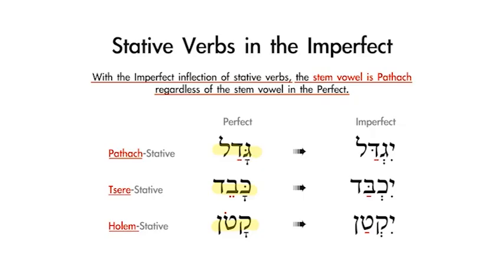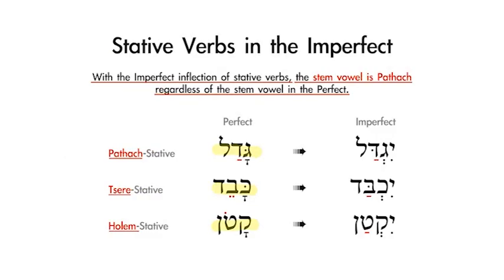Well, regardless of the class or the stem vowel in the perfect, in the imperfect, the stem vowel is always going to be the short A-class vowel, patach. Let's look at our examples. Yigdal, yikbad, yiktan. In each case, the stem vowel highlighted in red is patach. So in the perfect, the stem vowel will be variable with a stative verb, but in the imperfect, there's consistency. It's always the patach stem vowel with stative verbs.